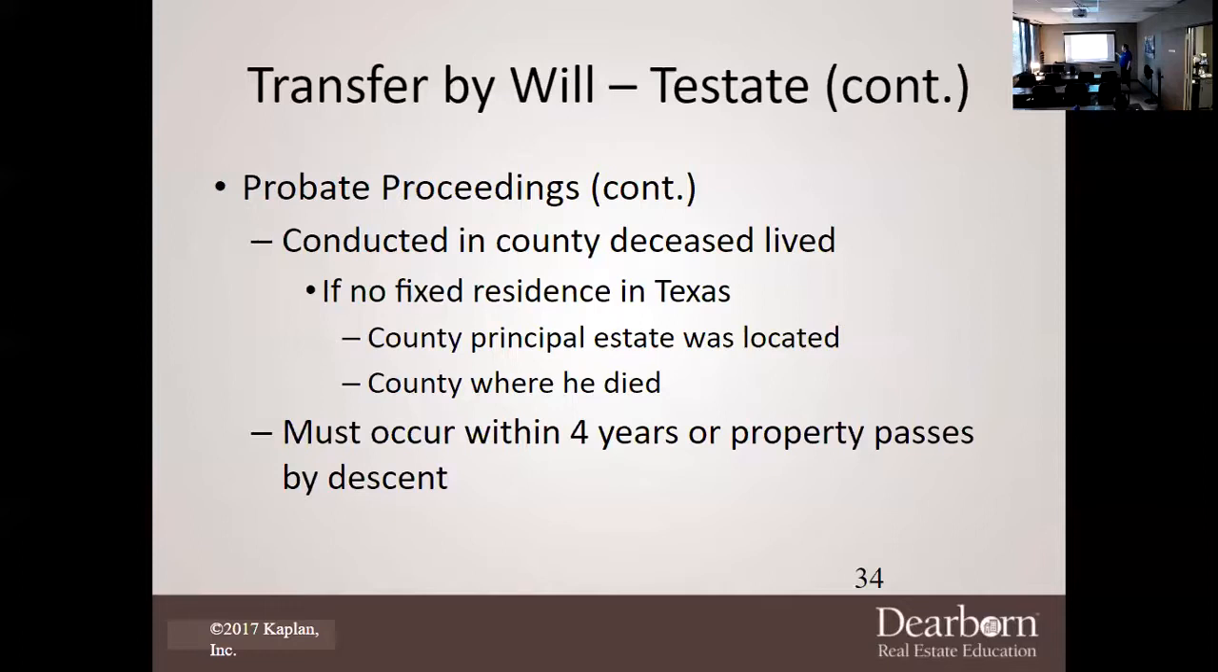Now, if there's no fixed residence in Texas, then it's the county where the principal estate was located or the county where they died. Okay. And it must occur within 4 years or the property passes by descent. So, Mr. Eugene, if they don't complete the probate within 4 years, then it automatically transfers by descent.